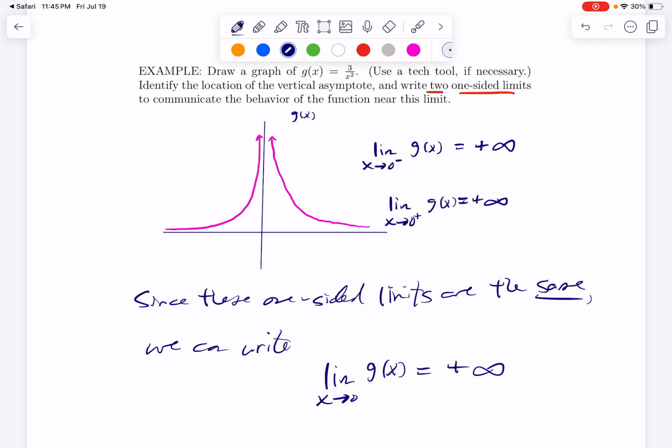Okay, that is it for this very long section.